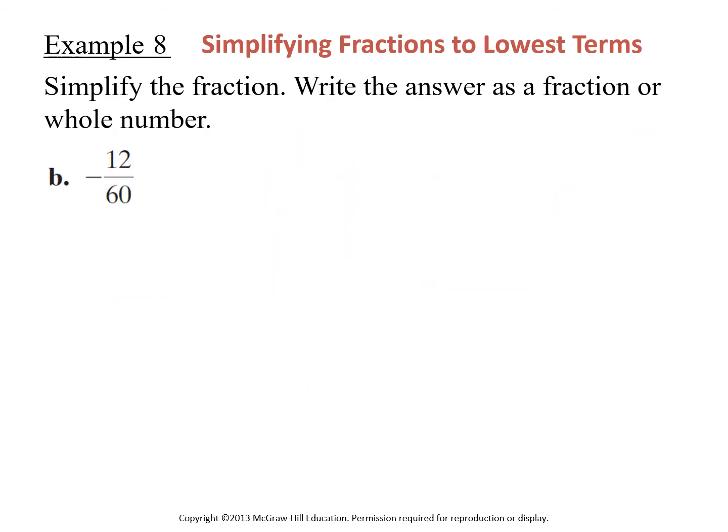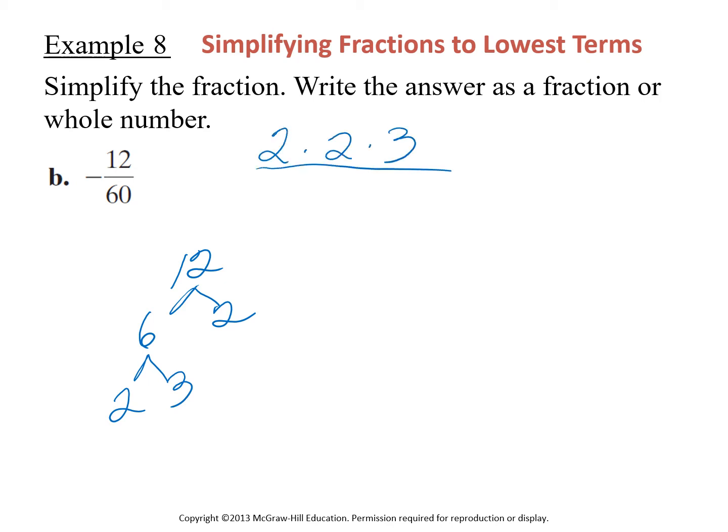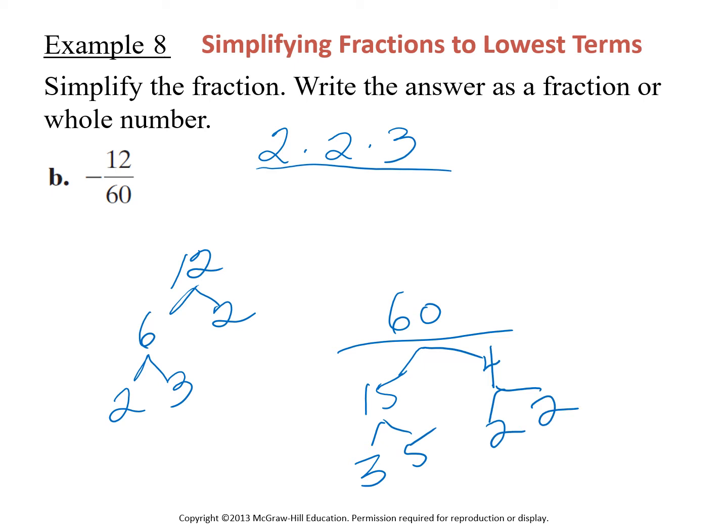Simplify this fraction. Recognize that it's negative, so make sure your simplified fraction is also negative. So I'm going to take 12 and break that down to 6 times 2. So I have 2 times 2 times 3, and 60 is 15 times 4. That's 3 times 5 and 2 times 2. So I have 2 times 2 times 3 times 5.